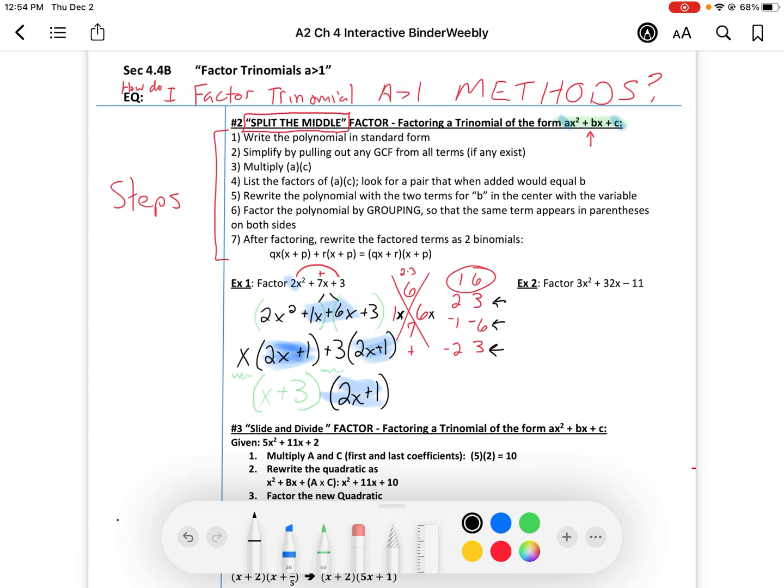Or vice versa. You could have your binomials switch because the order of multiplication does not matter. That, folks, is the factored form. It's factored completely. And if you FOIL that together, you get that. It is factored.